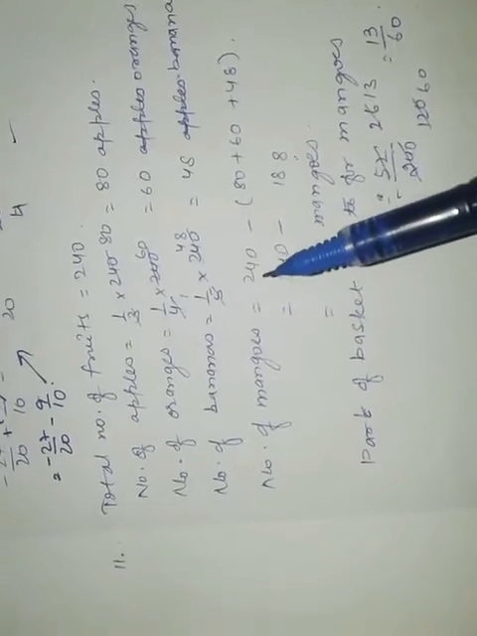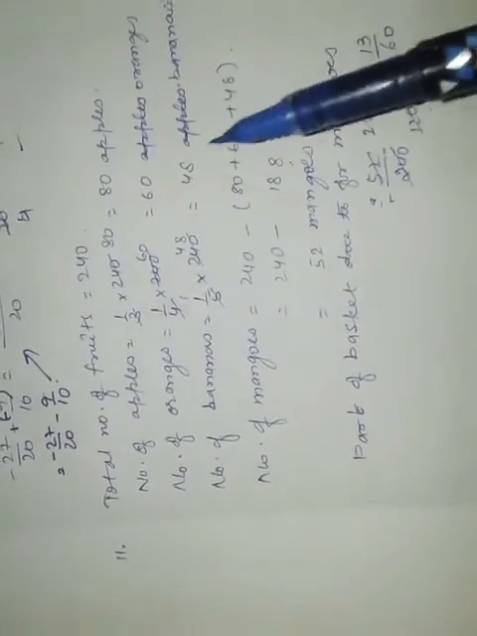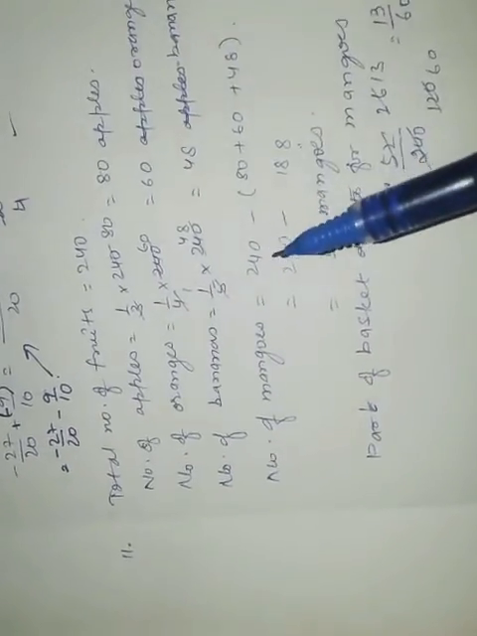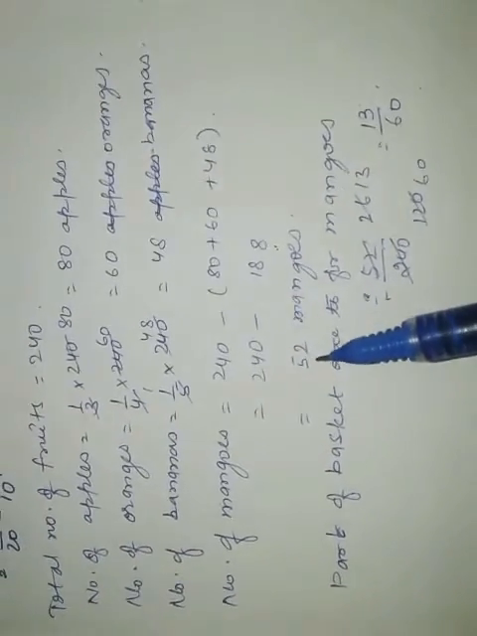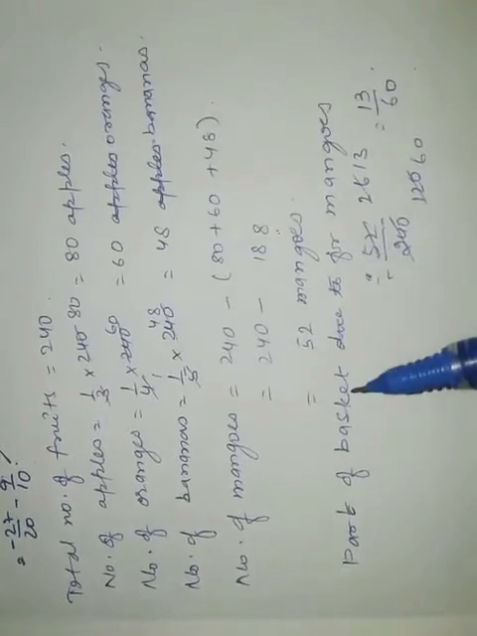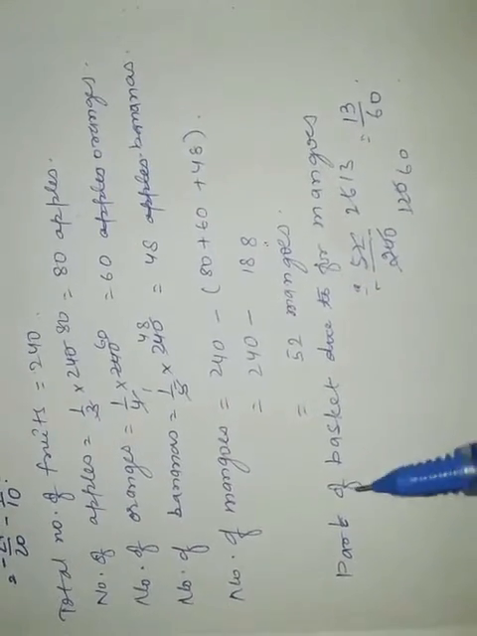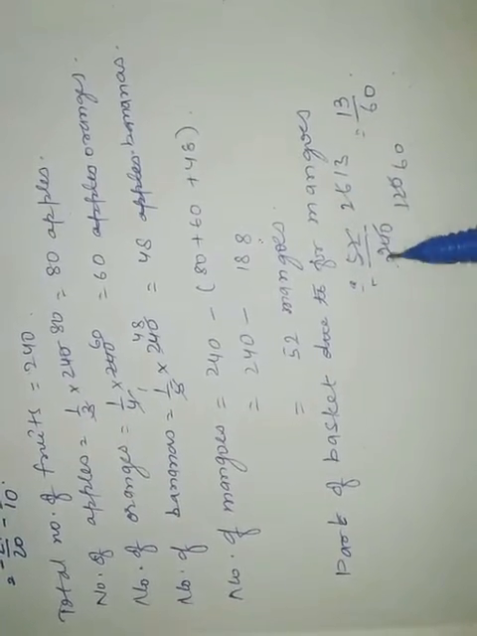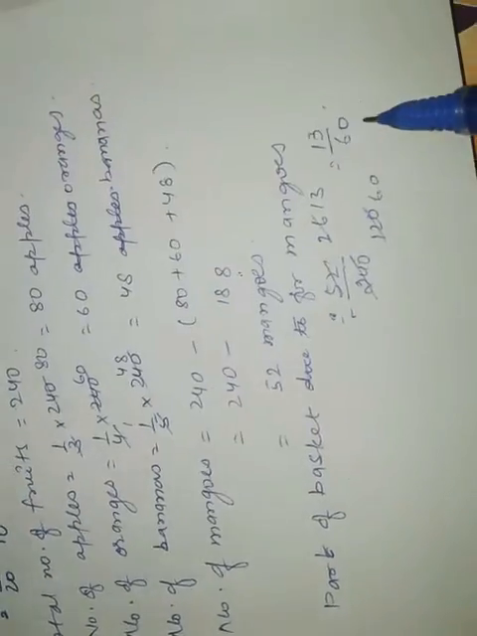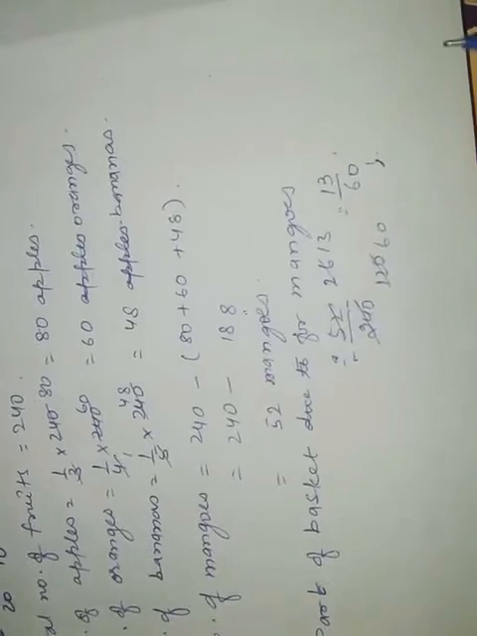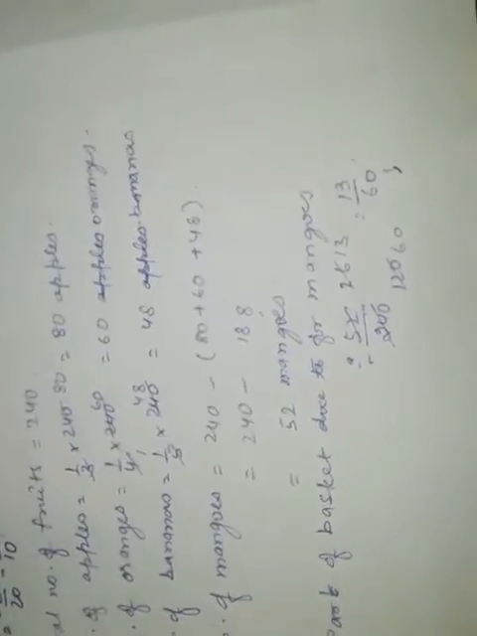The number of mangoes is how much? We first add these and then subtract the sum from 240. So I do it like this, and we get 52 mangoes. The part of the basket for the mangoes is 52 by 240, that is 13 by 60. This is the answer. This is the part occupied by the mangoes in that basket.